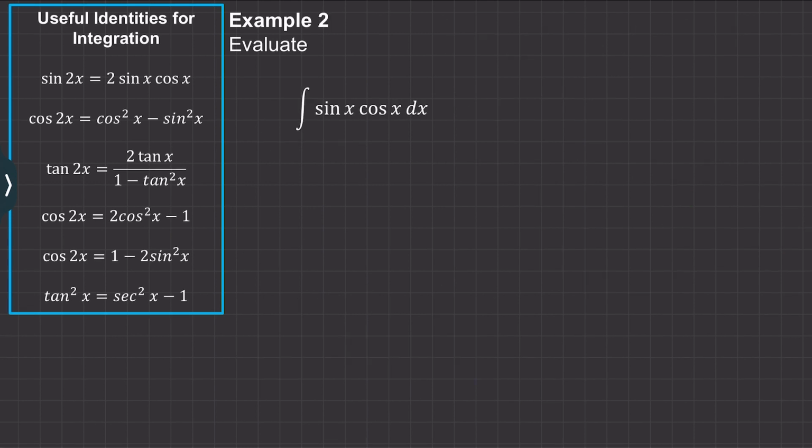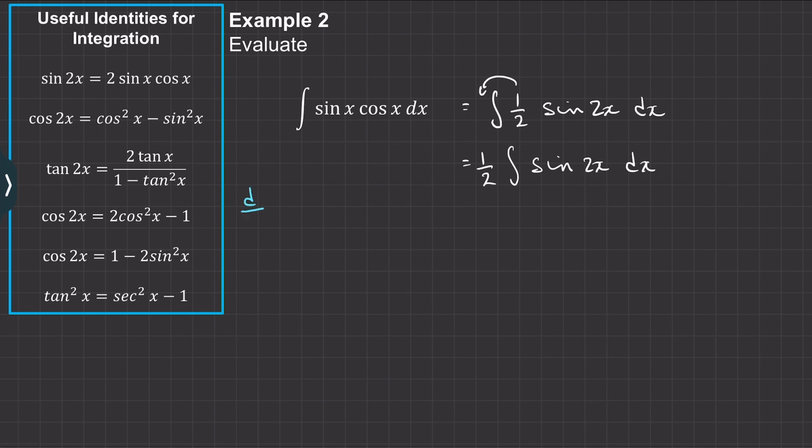In example 2, we've been asked to evaluate the integral of sine x cos x with respect to x. So the identity we're going to use is this identity here. But because we have 2 sine x cos x, we're going to cancel out this 2 by dividing both sides by 2. Then this becomes the integral of 1/2 of sine 2x with respect to x. Now we can move this half out into the front, so we have 1/2 of the integral of sine 2x. And to integrate the sine of 2x, we'll use the reverse chain rule.